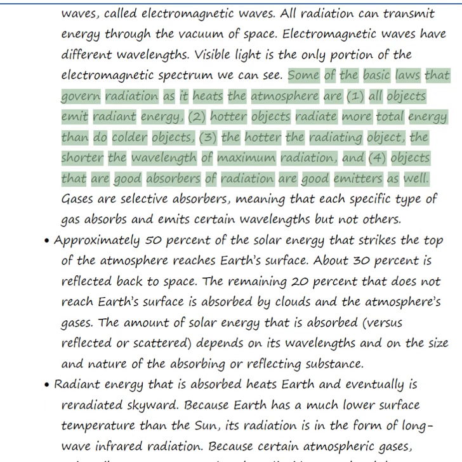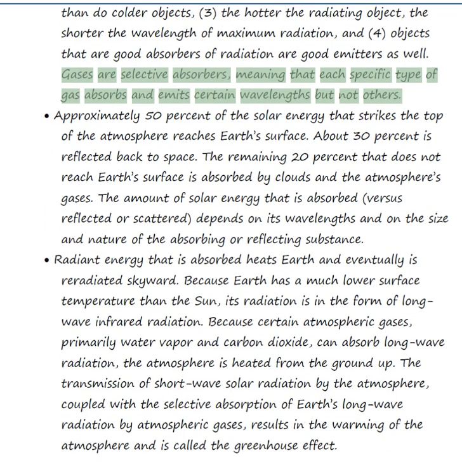Some of the basic laws that govern radiation as it heats the atmosphere are: all objects emit radiant energy, hotter objects radiate more total energy than do colder objects, the hotter the radiating object, the shorter the wavelength of maximum radiation, and objects that are good absorbers of radiation are good emitters as well. Gases are selective absorbers, meaning that each specific type of gas absorbs and emits certain wavelengths but not others.